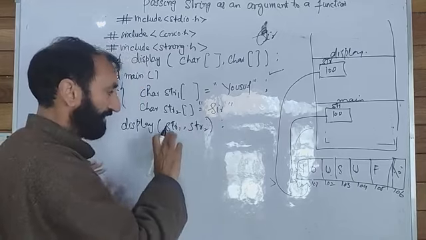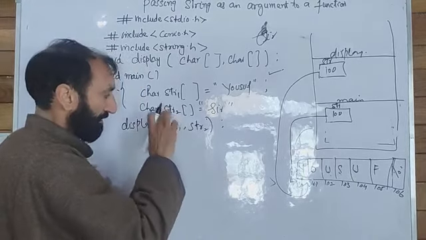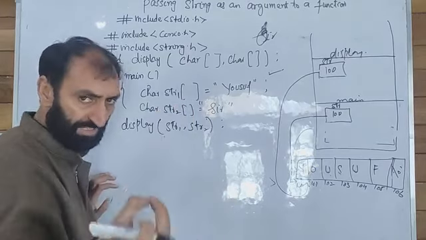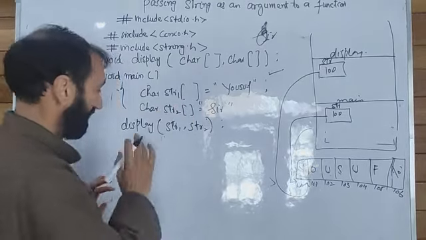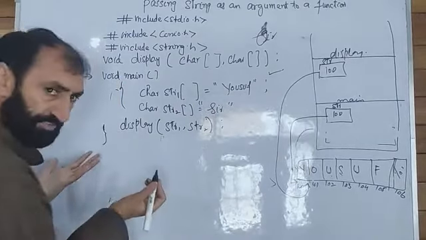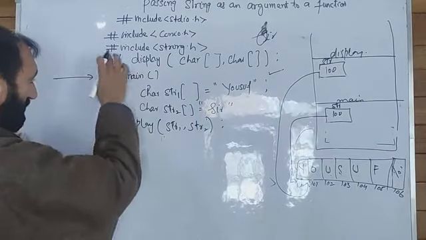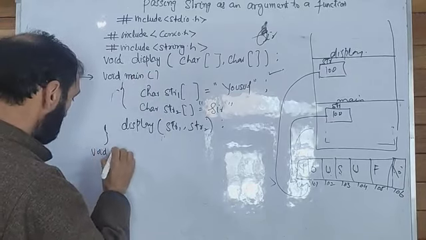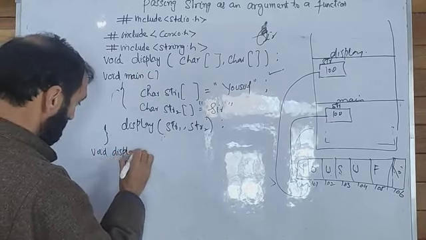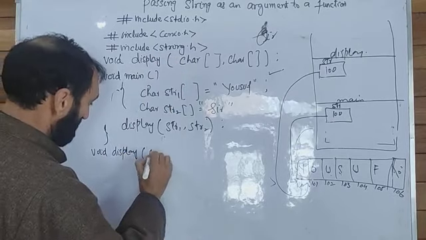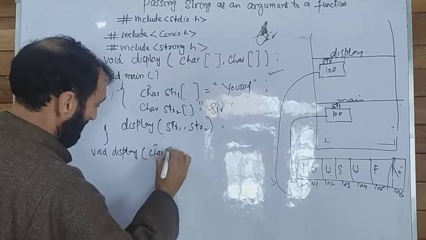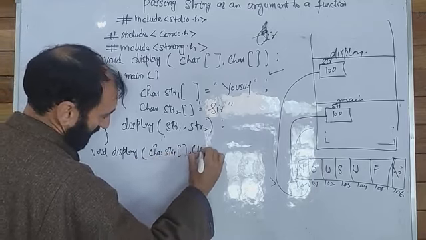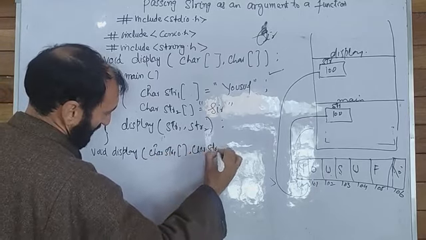Actually, I am here passing the address of the first byte, the name of the first string and the name of the second string. We know that the name contains the address of the first byte. And that is the definition of this function, void display, char str1 comma char str2.